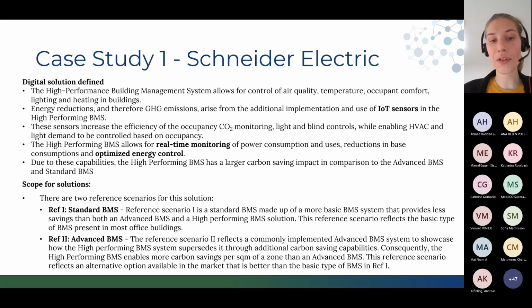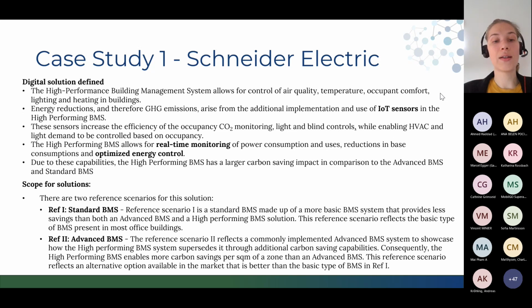So 2 what we call reference scenarios. The first reference scenario that we're comparing this digital solution to is a standard BMS system. This is a more basic BMS system that provides obviously less savings than both the high-performing BMS solution that is provided by Schneider Electric, as well as other advanced BMS systems. This is the typical, or a basic type of BMS system that you would see in most office buildings.